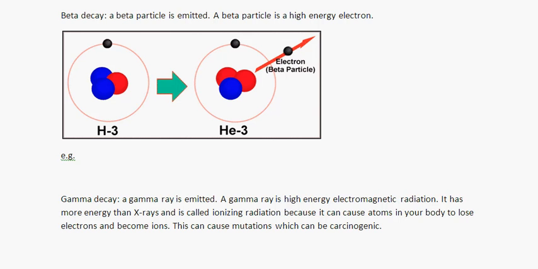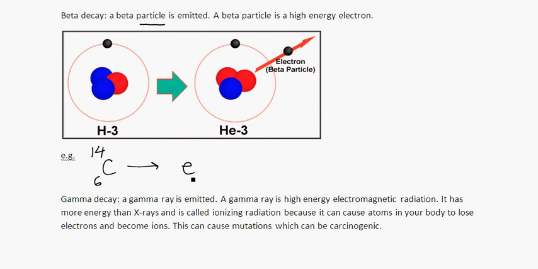So in beta decay, a beta particle is emitted. Notice that this is also a particle. We've seen alpha particles, this is a beta particle. In this case, a beta particle is a high energy electron. So if we look at an example, we'll look at carbon-14. There's carbon-14, and if it decays by beta decay, that means an electron is going to be emitted.